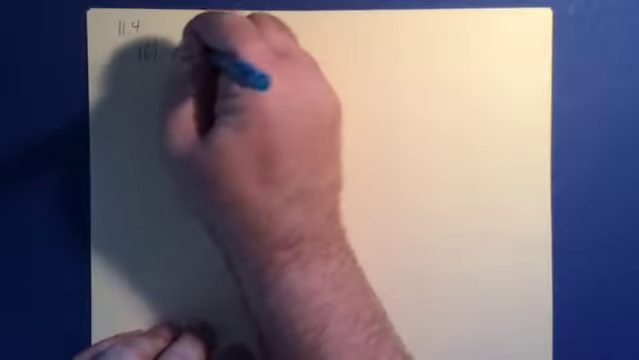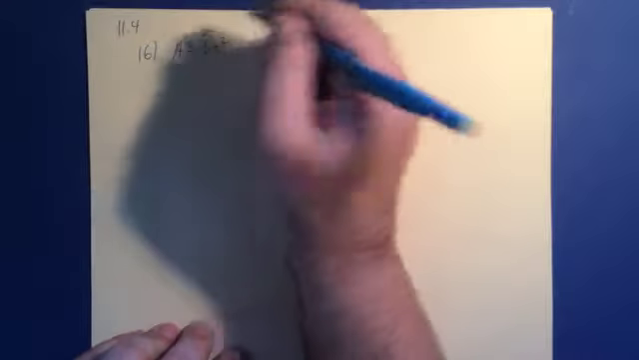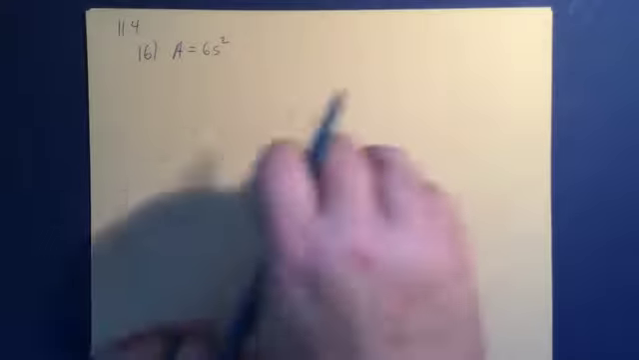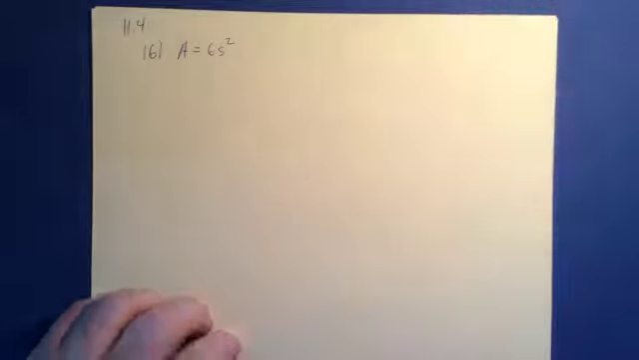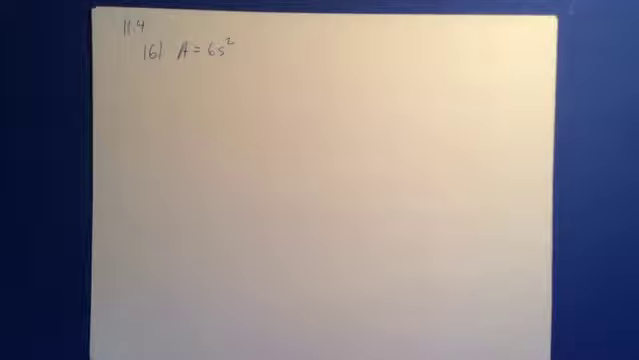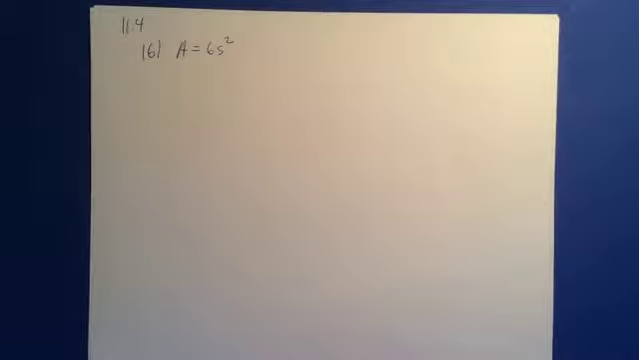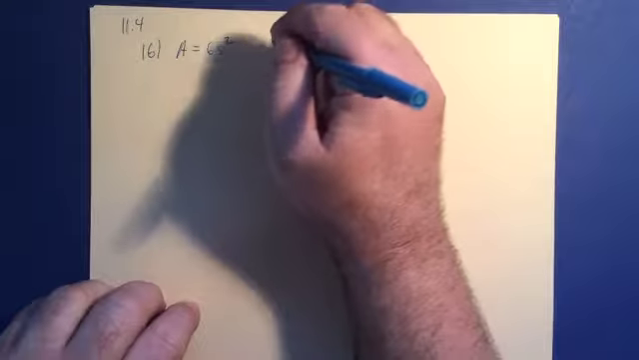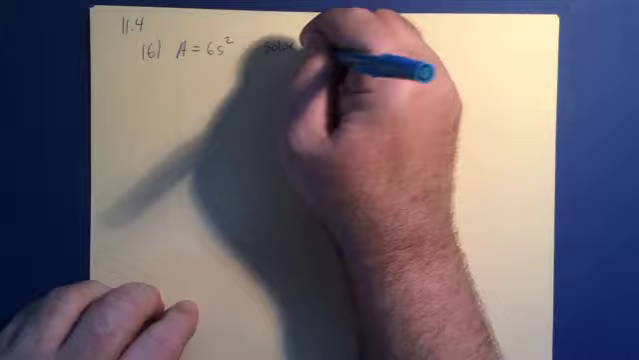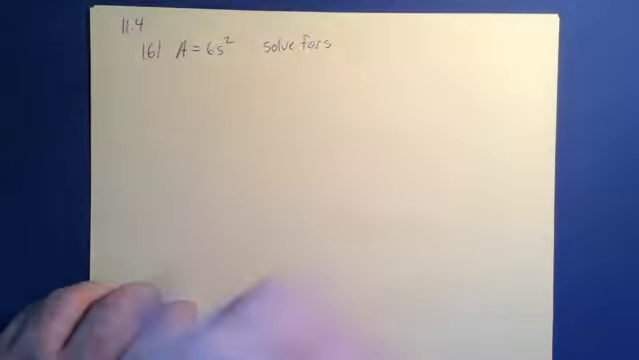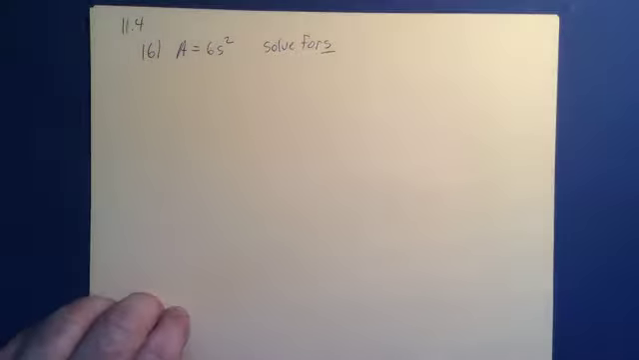And the formula we're going to be given is A is equal to 6s squared. This happens to be the formula that computes the surface area on the side of a cube here. So let's see if we can get the focus a little better. That looks good. And here we're going to solve for s. So we're going to get s by itself in this one here.